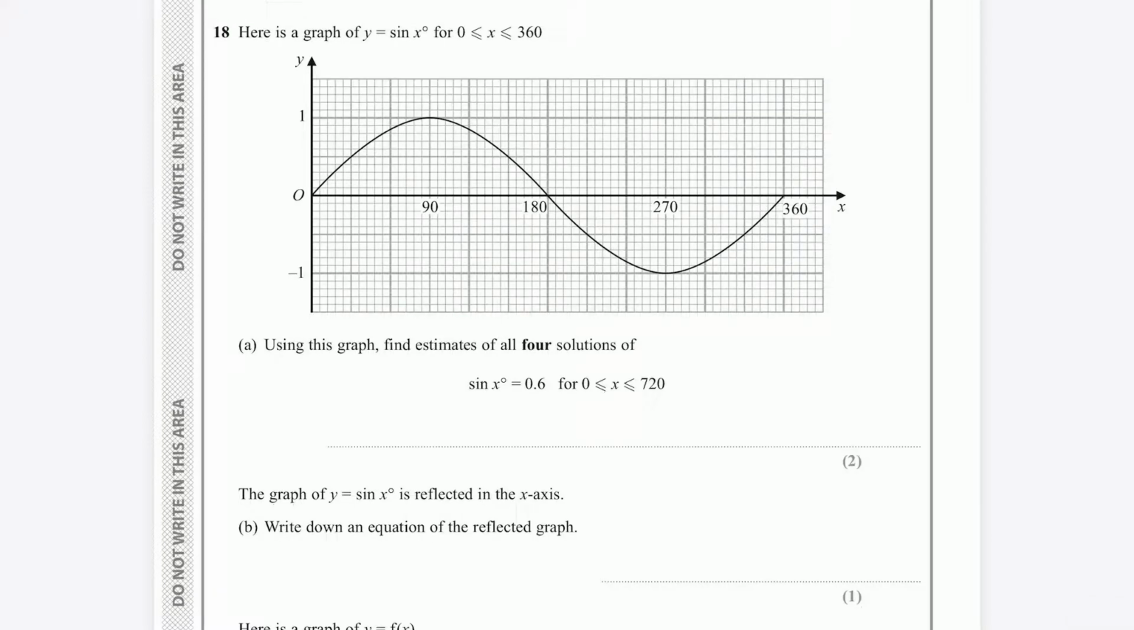So if you're given a sine graph here, use the estimates to find all four solutions of sine x is equal to 0.6 for 0 to 720. Notice this only goes to 60, but they want estimates for all four from 0 to 720. So 0.6 is going to be here. That's going to hit somewhere there. That's going to hit somewhere there. And that's going to come down. And of course, this is going to continue on down there.